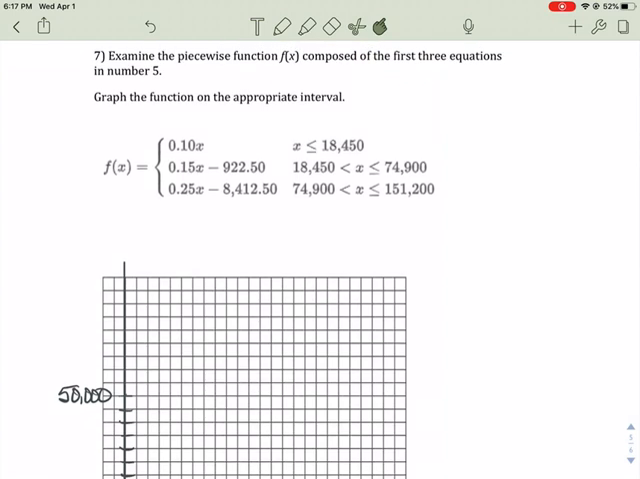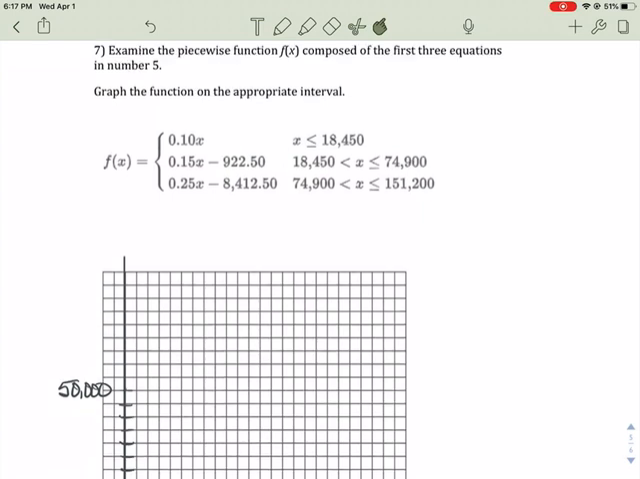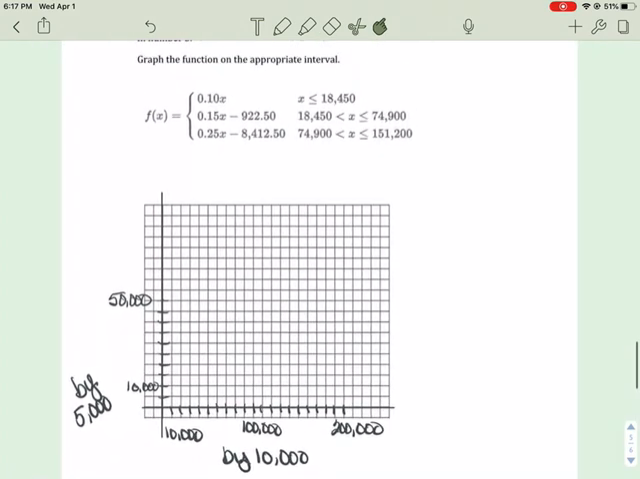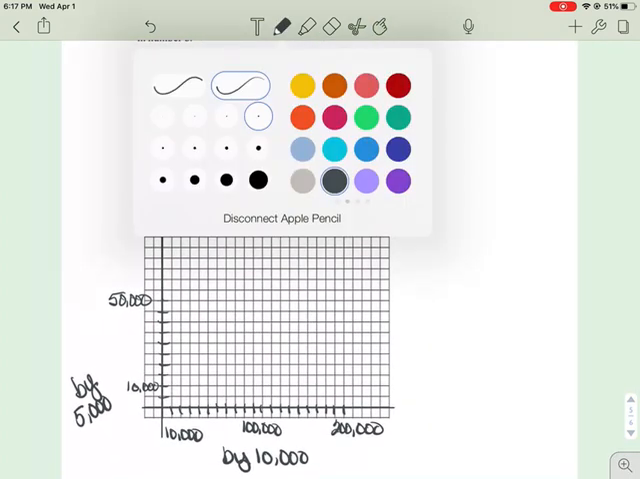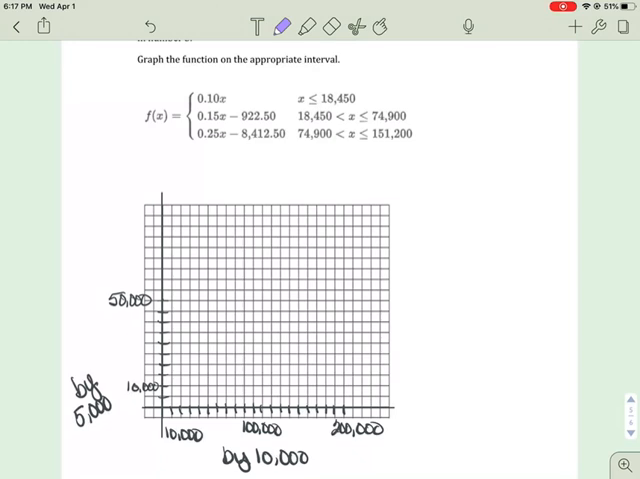Let's take a look at this last thing. We're going to talk about how we're going to take these equations and draw a graph now. Now, because these graphs are in sections, we call them piecewise functions. Don't get hung up on the name. It just says that for different x's, we have different equations, and we're going to patch them together on the graph. So for values between 0 and 18,450, we're going to use that.